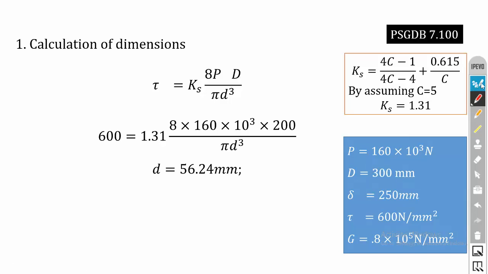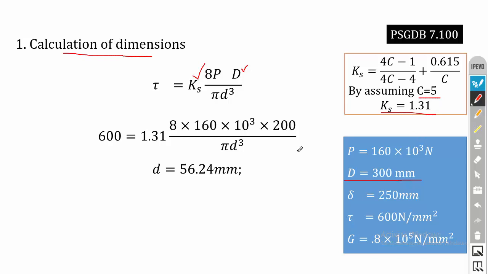So the first step is calculation of dimensions. In the previous problems we have used 8PC divided by pi d, but here I am going to use 8PD because in the problem the diameter is given. So two equations will be there in your data book. You can use the equation with coil diameter, because in the problem the coil diameter is given. And for calculating Ks, anyway we need to assume some C value, or otherwise we cannot calculate the Ks value. So we can assume a C value of 5 and we can calculate the Ks value.